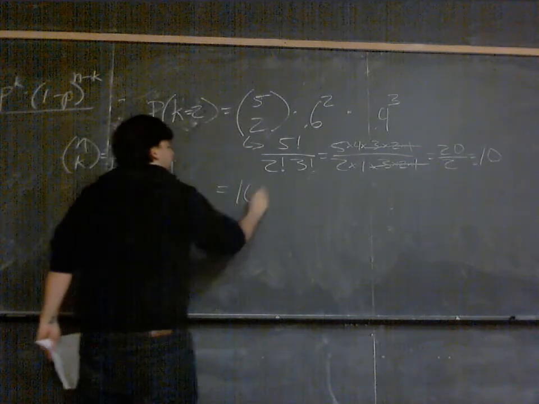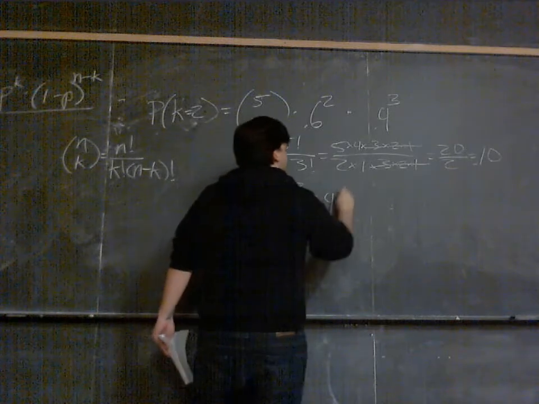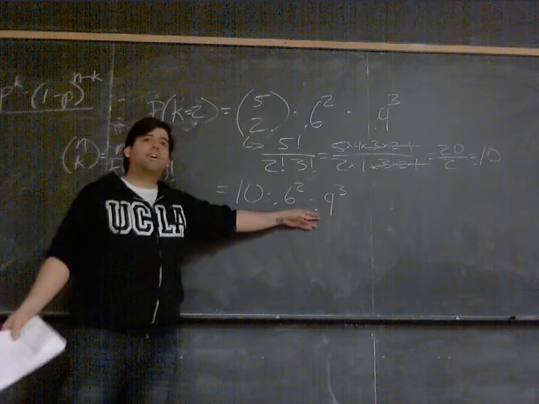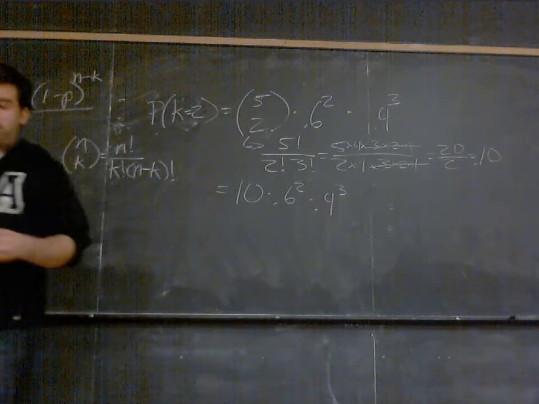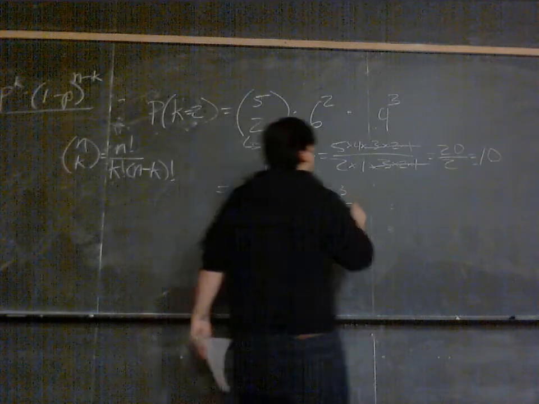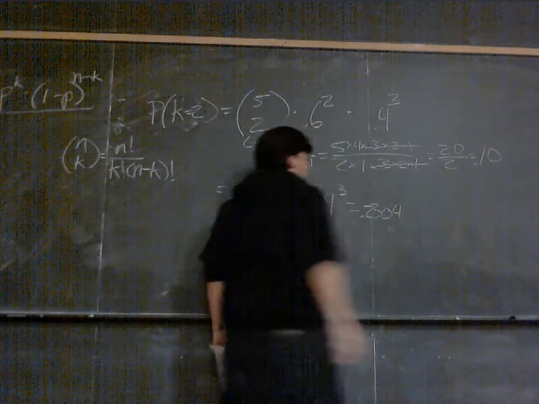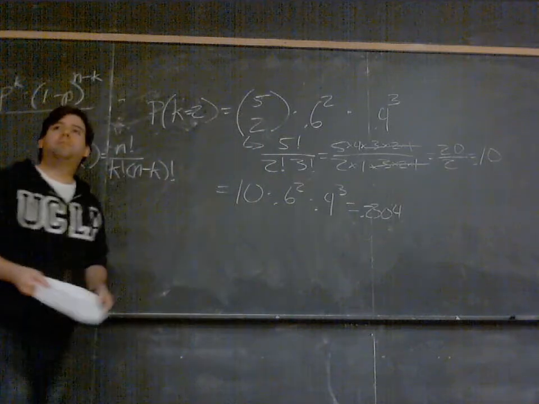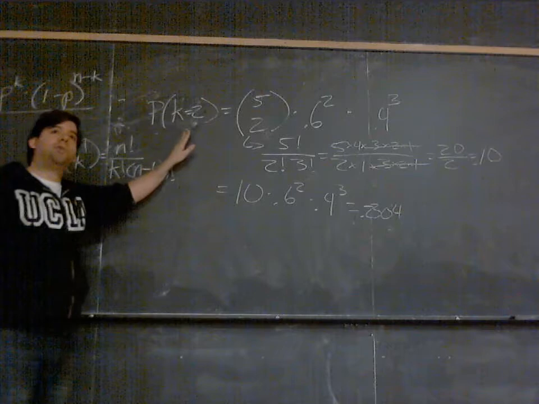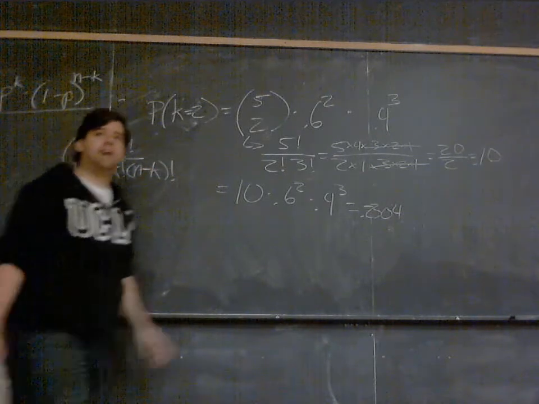So I have 10 times 0.6 squared times 0.4 cubed. This I trust you know how to put in your calculator. It comes out to 0.2304. So about a 23% chance that I'll get exactly 2 heads. Notice this is not 2 or more, it's not 2 or less, it's exactly 2 out of the 5 tosses.